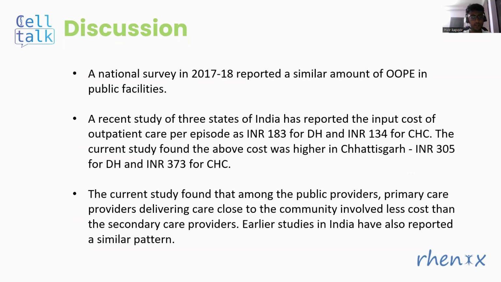Earlier study had found that the outpatient care constitutes around 20% of the total hospital cost, whereas the share apportioned for the outpatient care in the current study was greater at 41.4% for DH and 36.5% for CHC.